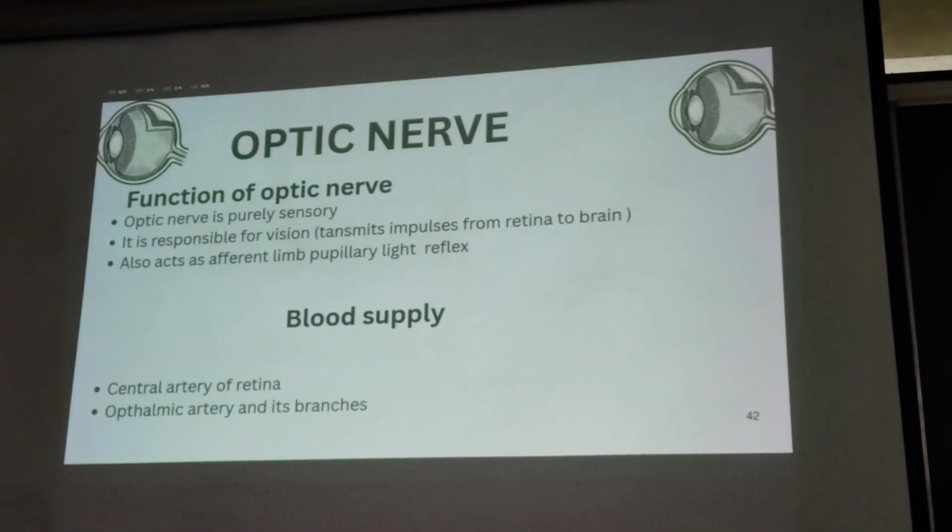The function of the optic nerve: the optic nerve is a purely sensory nerve which carries the sensation from the retina to the brain. And the blood supply of the optic nerve is the central artery of the retina and the branches of the ophthalmic artery.